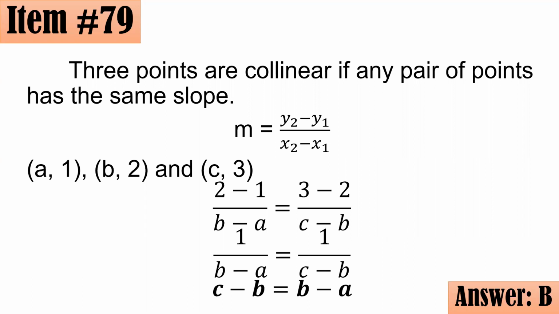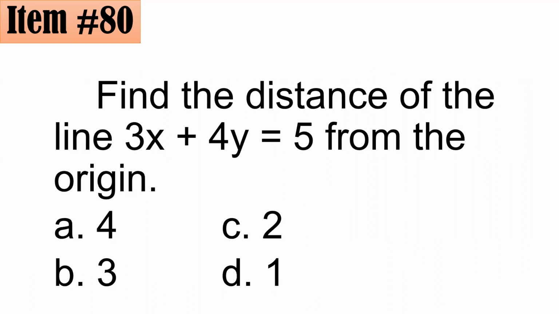And lastly, for number 80, find the distance of the line 3x plus 4y equals 5 from the origin. Did you go for 4, 3, 2, or 1? Wow. D was the answer of everyone who commented for this item. Usually what is taught in our curriculum is the distance between 2 points. But there is also a distance between a point and a line, provided that the point does not lie on the line. Because if the point is lying on the line itself, then its distance will be 0.